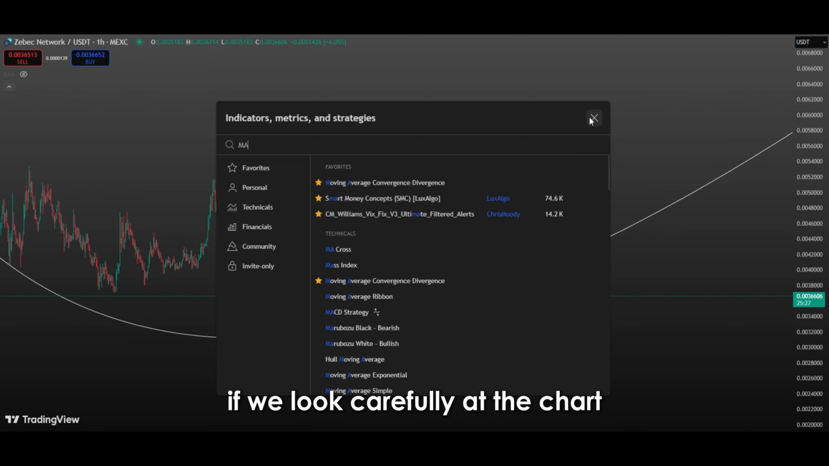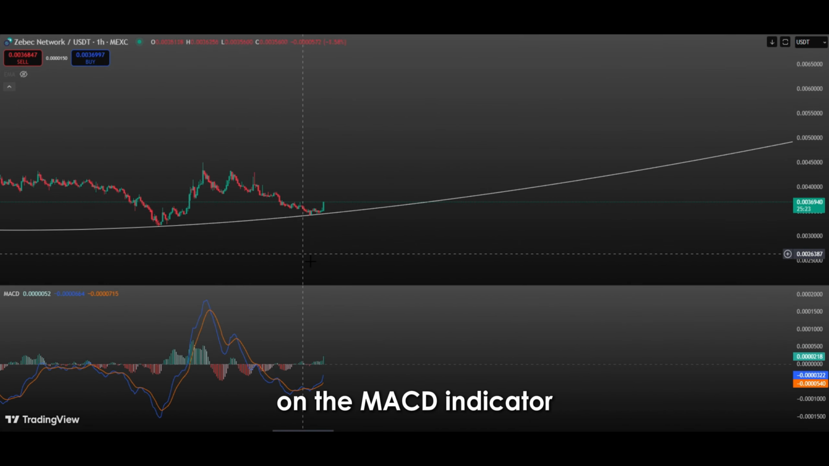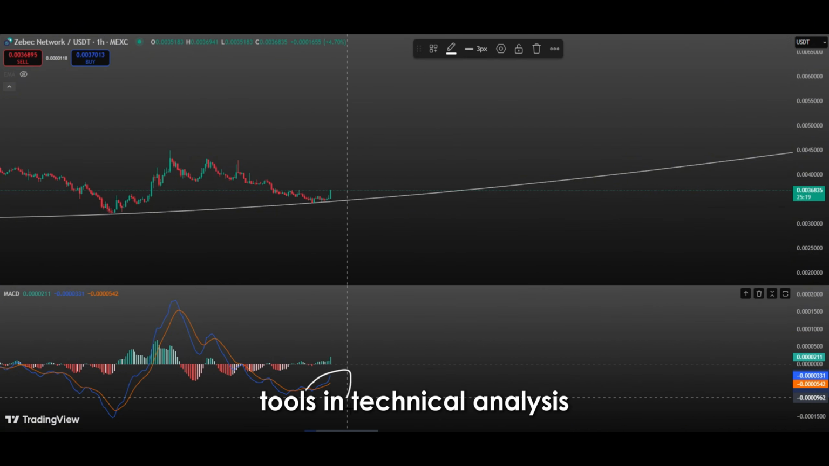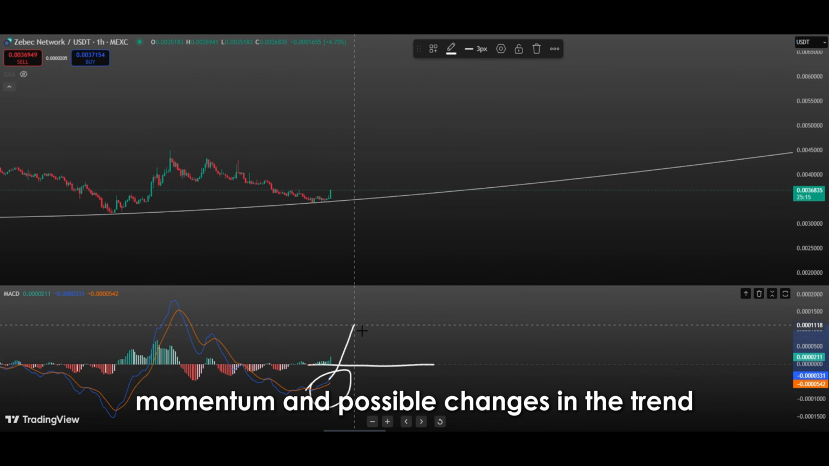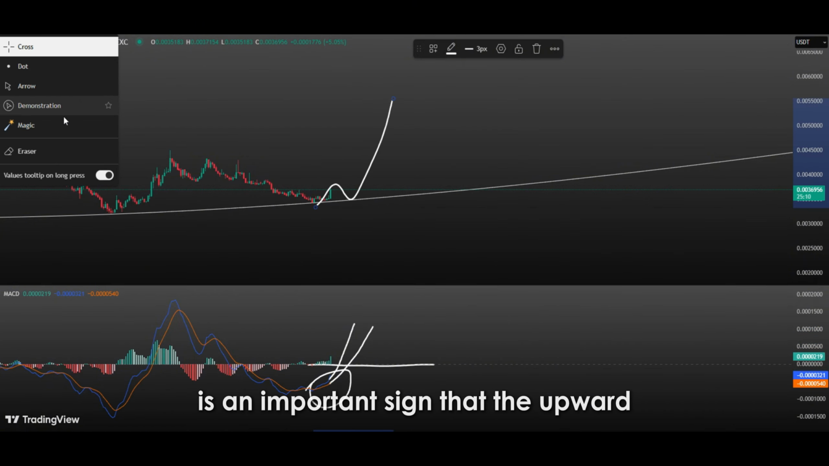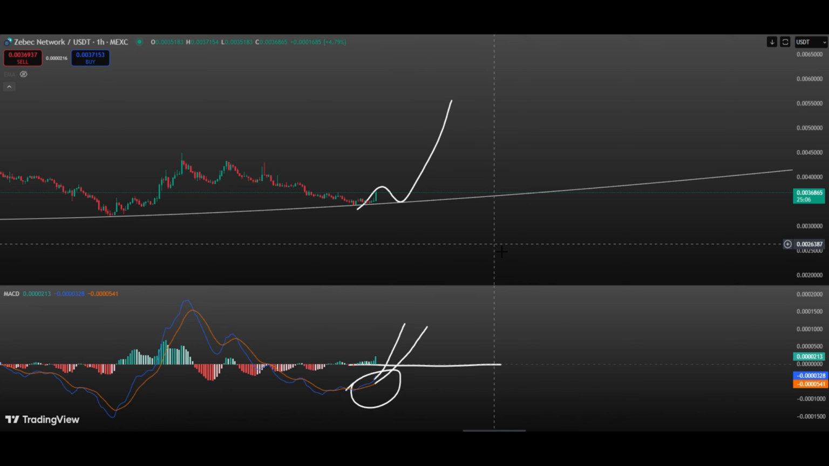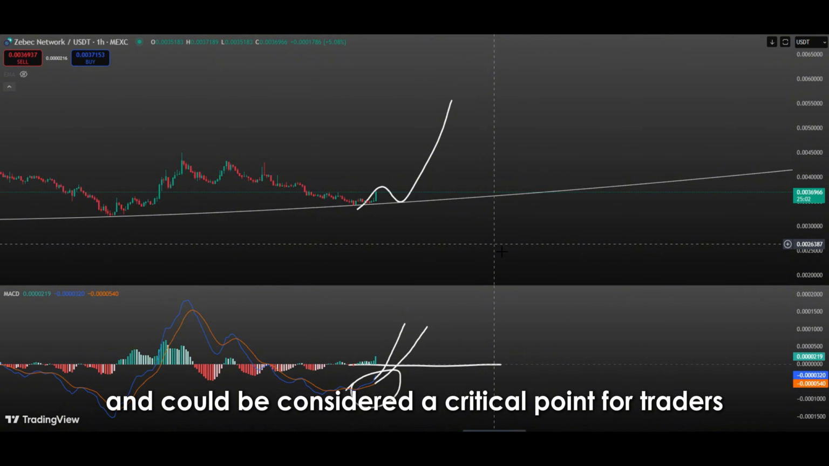If we look carefully at the chart, we can see that a very noticeable signal is forming on the MACD indicator. This indicator is one of the most used and trusted tools in technical analysis to understand the direction, momentum, and possible changes in the trend. The fact that the MACD lines are currently crossing upwards is an important sign that the upward momentum in the market is starting to increase.